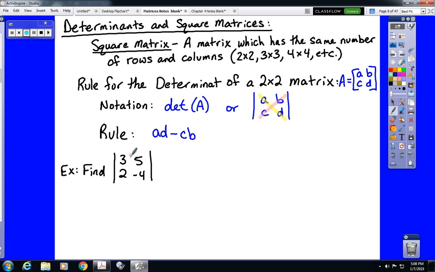So here we have a 2x2 matrix, 3, 5, 2, negative 4. And we are simply going to multiply 3 times negative 4, and then subtract 2 times 5. Because again, we have that positive diagonal, 3 times negative 4, and that negative diagonal, 2 times 5. So we simply multiply those and then simplify that down to a single number. That would be negative 12 minus 10, or negative 22. So that one number is our determinant for that matrix.